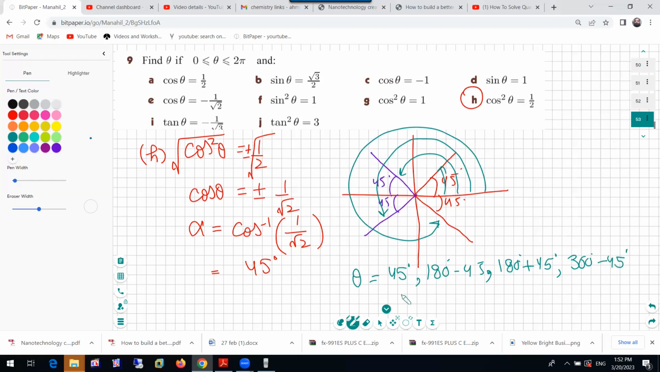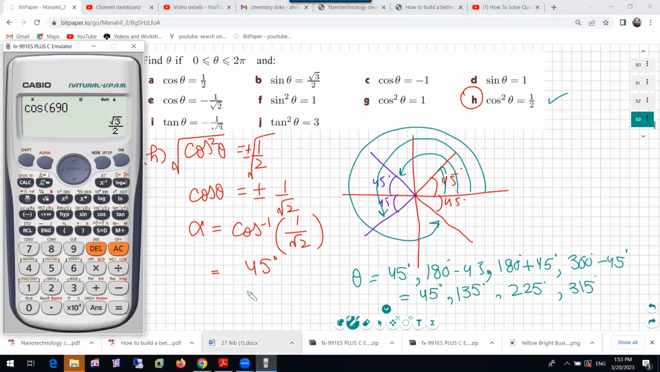So we get four values of theta. First is 45. What about this one? 180 minus 45 is 135, then 225, and the last one is 315. And obviously these will give you the negative value of 1 over square root 2, and these the positive, right? But if you put all these answers in the actual equation, you'll get the same.